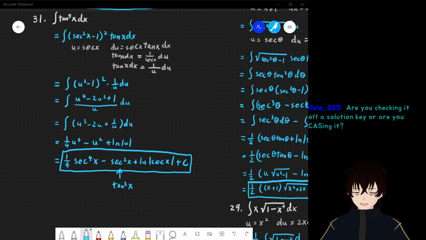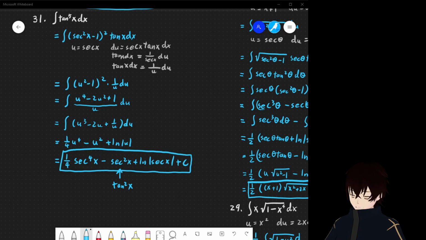I'm checking the solution in the textbook. This is the solution provided by the textbook. And it says instead of a secant squared x, that should have been a tangent squared x. Or maybe I should cast it, because I know textbooks do occasionally get the answer wrong. Alright, time to cheat. Let's cheat. Because I honestly don't know what I did wrong.